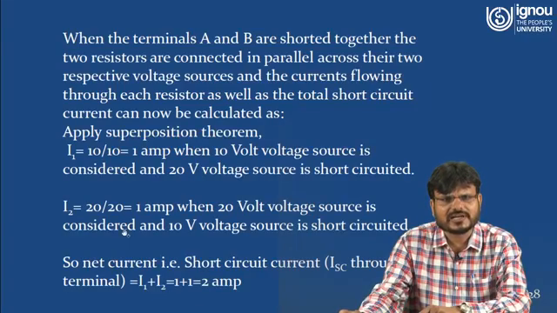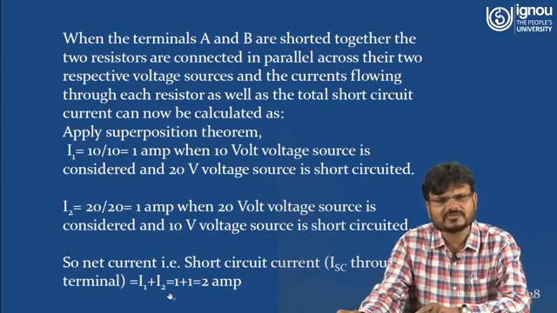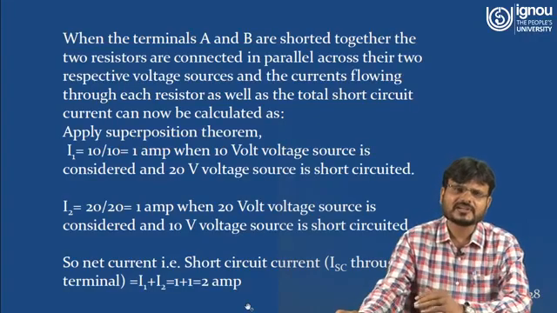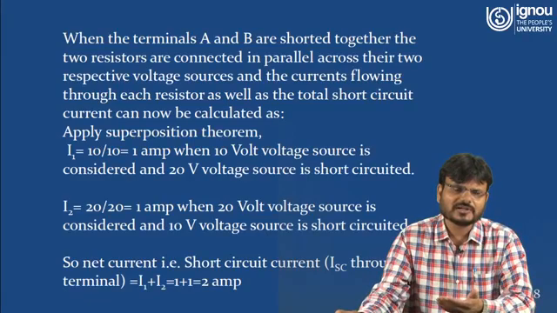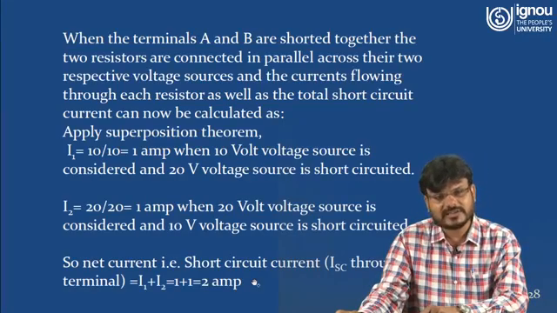I1 plus I2. I1 is equal to 1 ampere when the 10 volt source was considered and the 20 volt source was short circuited, and I2 is again 1 ampere when the 20 volt source is considered and the 10 volt source is replaced by a short circuit. So the ISC current, or Norton current, is I1 plus I2, that is 1 plus 1, equal to 2 ampere. Now for the Norton theorem, you have achieved the Norton current, that is 2 ampere. This Norton current can also be termed the short circuit current.